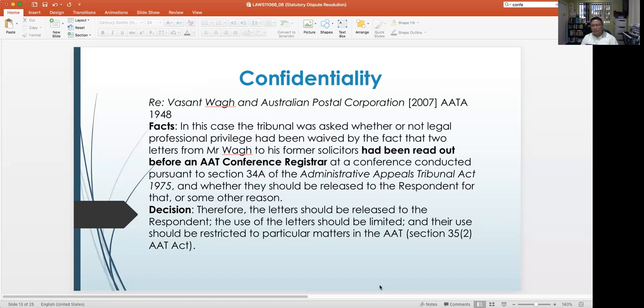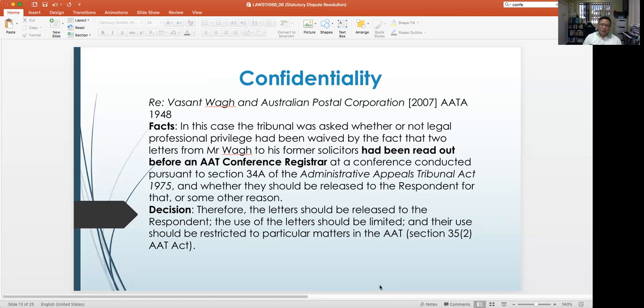The reason why this decision was arrived at is the fact that the Administrative Appeals Tribunal is not really a court. It is a tribunal, as we said, really part of the executive. And as far as the Administrative Appeals Tribunal is concerned, its proceedings are meant to be informal. They don't strictly follow the rules of evidence. They're meant to be inexpensive, and they're meant to be a route towards a speedy disposition of cases. And for this reason, it was decided that the release of the letters to the respondent would further the objectives of the Administrative Appeals Tribunal Act of 1975 Commonwealth.